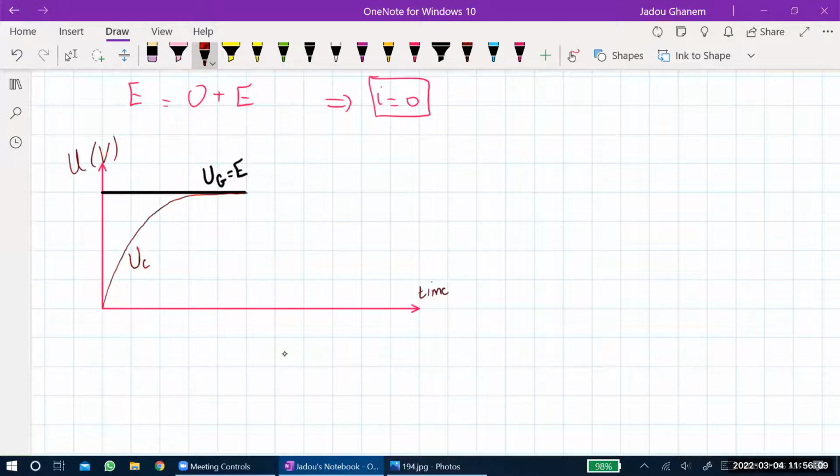So as time increases, the voltage of the capacitor will be increasing. Initially, the current will be maximum. Finally, the current will be minimum. So here, the current I will be equal to 0 at the end once the capacitor is fully charged. And initially, in the initial stages, I will be equal to maximum.